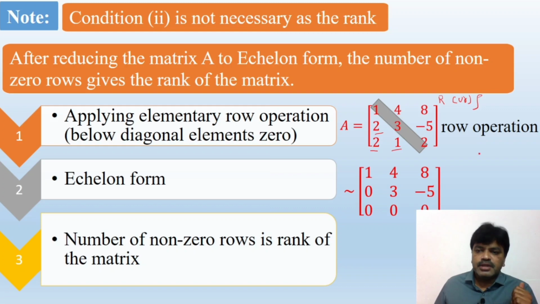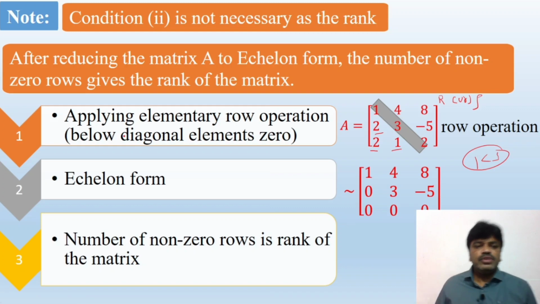Because we know the number of zeros is less than in the next row. That means here number of zeros is 1, in the next row 3. It satisfies the third property, friends. So this form is also echelon form, friends. Now what does he say, third property, number of non-zero rows is the rank of the matrix. What is the number of non-zero rows here? 2. So the rank of the matrix is 2, friends.